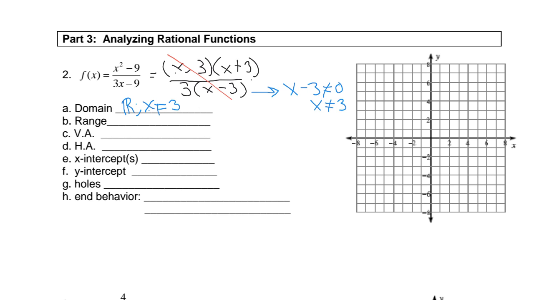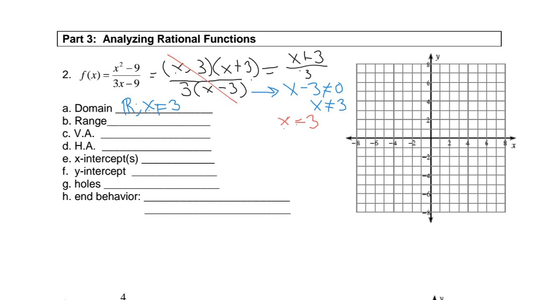Now I'm going to go ahead and cancel x minus 3 and x minus 3, leaving me with x plus 3 on top and 3 on the bottom. Since we canceled, I'm going to go down to my hole section. That hole is based off of that canceled factor. So I know that x equals 3 for that hole, but we don't just need an x value, we also need a y value. So we're going to plug that 3 into our simplified equation.